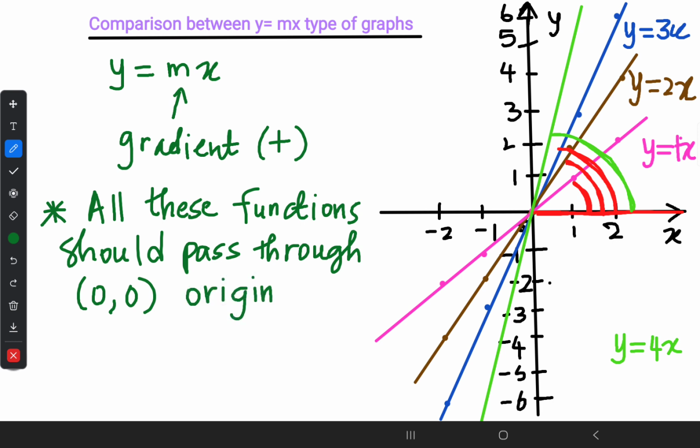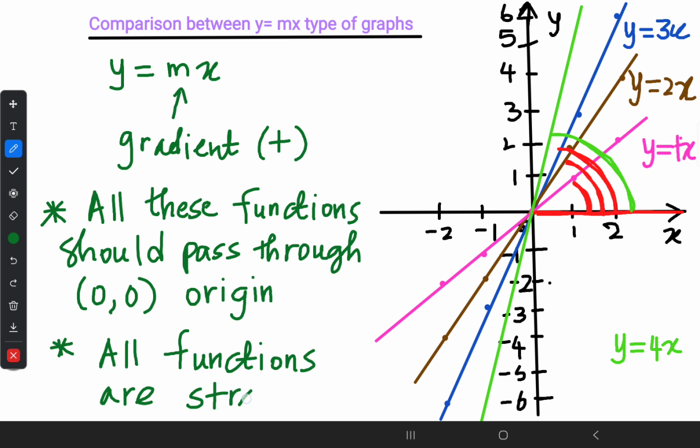Okay, next, all the graphs are straight lines. That is also an observation. You can see all these are straight lines. All the functions are straight lines.